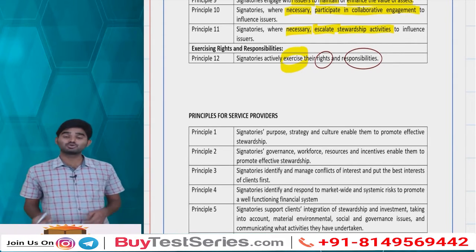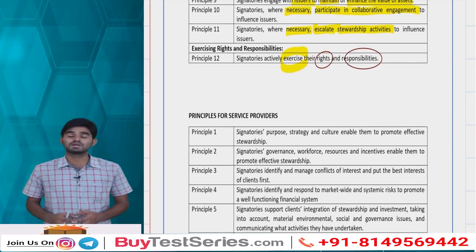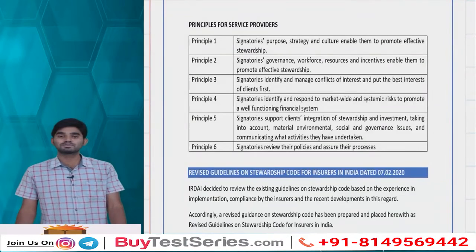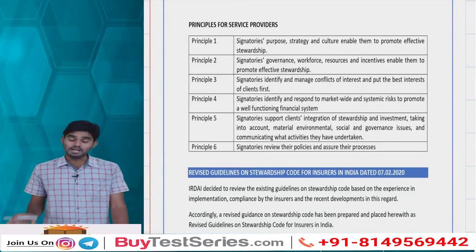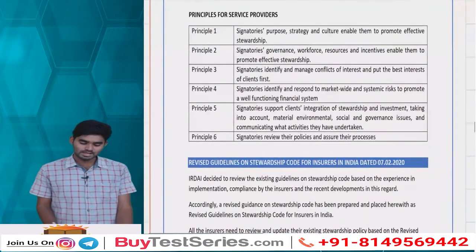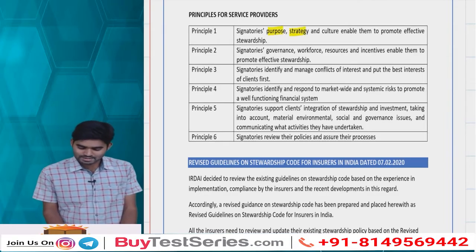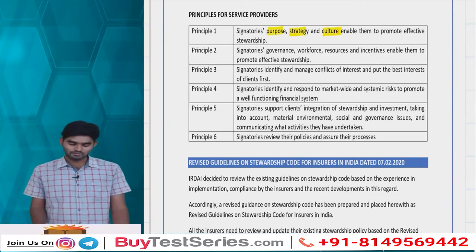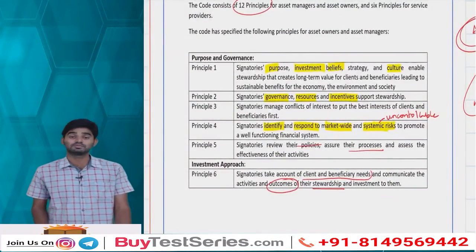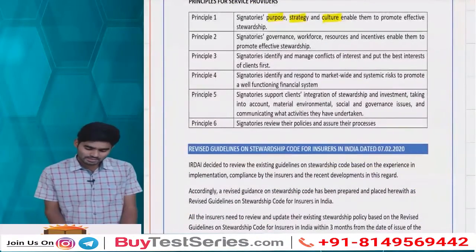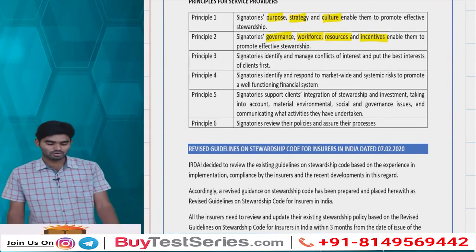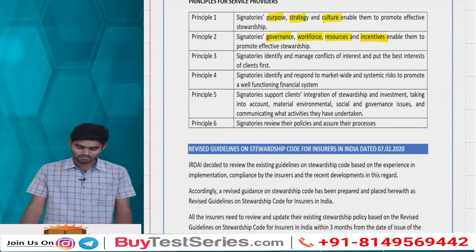Clear, everyone? So these are the 12 principles provided with respect to the asset managers and the asset owners, and a separate set of principles has been provided with respect to service providers, and again these principles remain the same as what we have seen till now. So we'll just have a look at what it says. The same thing: purpose, strategy and culture enable them to promote effective stewardship, and this is what we have seen here: purpose, investment belief and culture. Then signatories' governance, workforce, resources and incentives enable them to promote effective stewardship. Again, this is the same point we have seen.